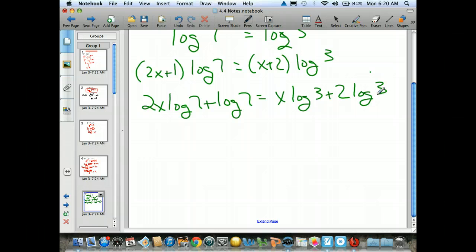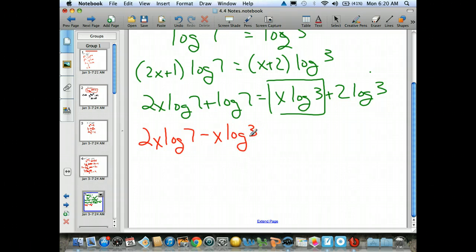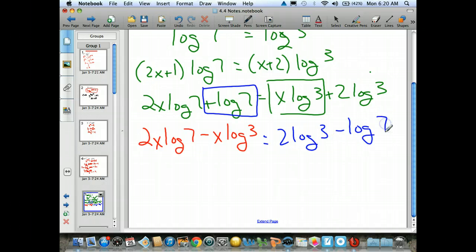Now we gather like terms on the left and right, making the x terms on the left, the constants on the right. So I'm going to bring this x log 3 and move it over to the left-hand side. So when I do that, I get 2x log 7 minus x log 3. And then similarly, I'm going to take this log 7 and move it to the other side. So I end up with 2 log 3 minus log 7.